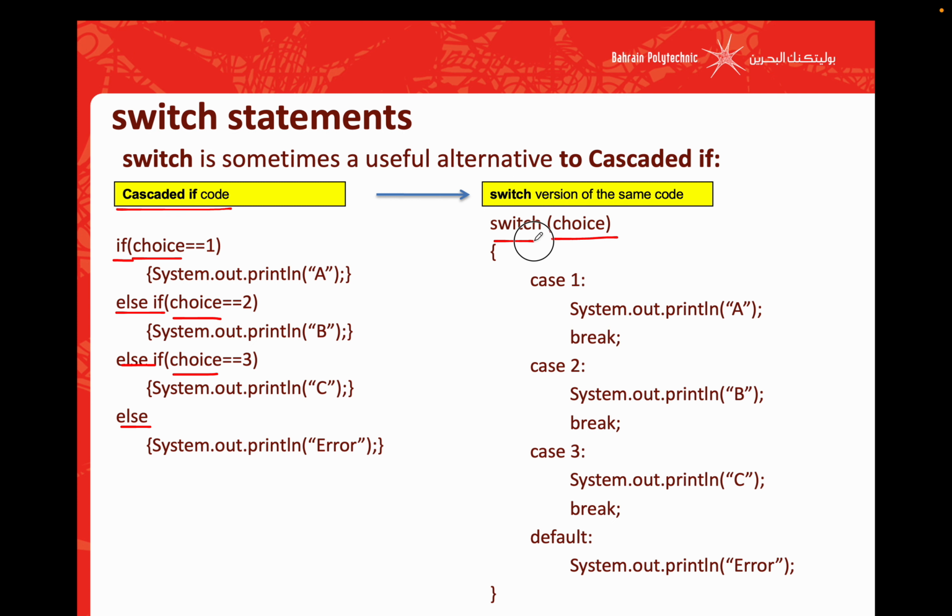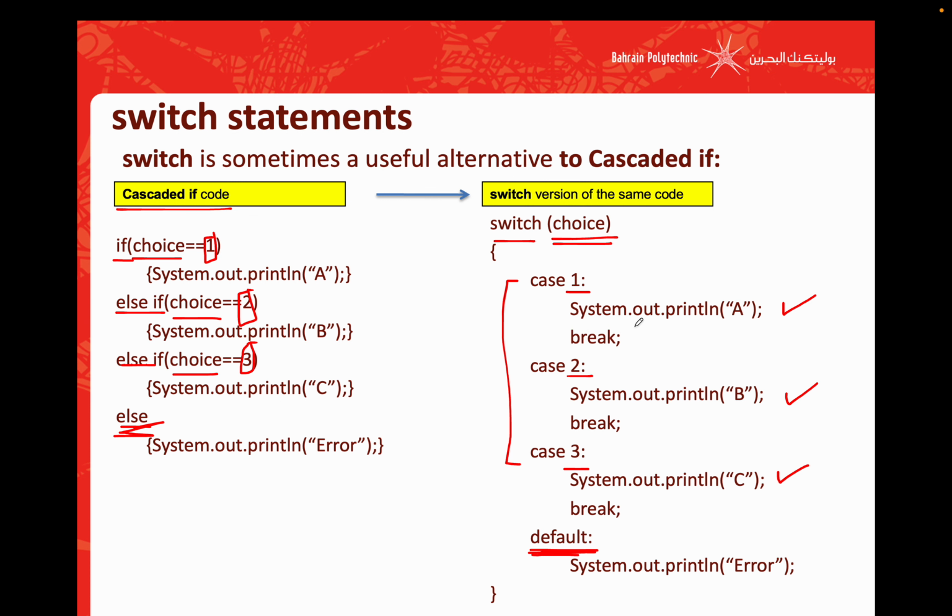So I would write the word switch and then the variable that I want to check, and all of these values 1, 2, and then 3, I need to check them in different cases. So 1, 2, and then 3. The else part is represented as default. So if none of these matches with the value stored in choice, then the default will be run. Now if the choice was 1, you print A. If the choice was 2, you print B. If the choice was 3, you print C.